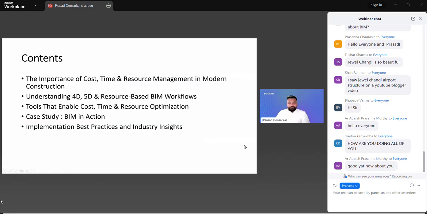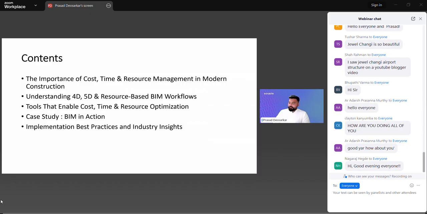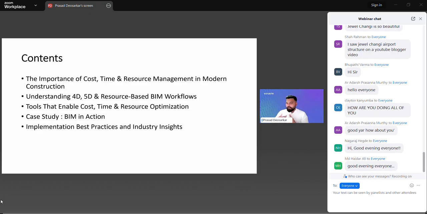So yeah, talking about our masterclass today, what are we going to learn? Why are you guys here for? I've divided my session into five different portions. I'm going to start off with why do we actually want to know about cost, time, resource management? What is the importance of all of this in modern construction? Because why do we want to even study project management or even managing cost, time, and resources for a project? We'll be understanding what is 4D, what is 5D with respect to BIM.